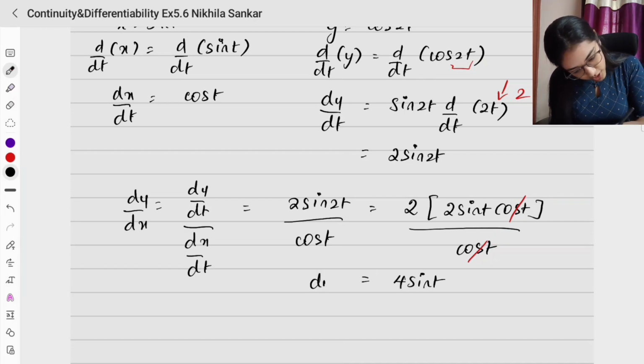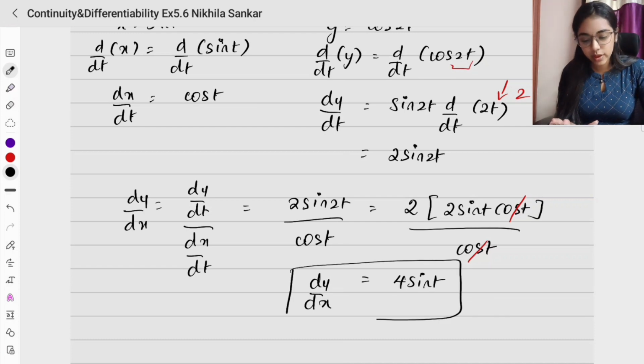The parameter is not lost. My final answer is in terms of t. Okay, please copy.